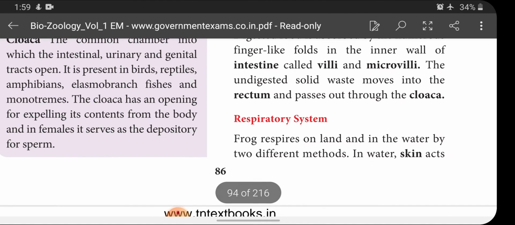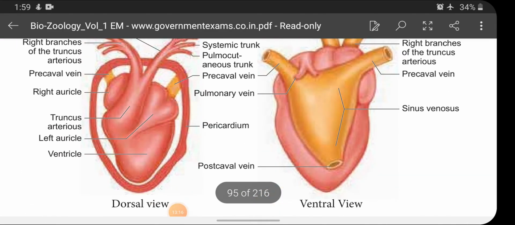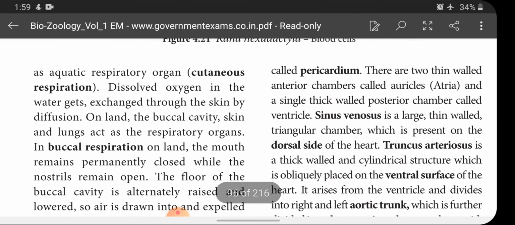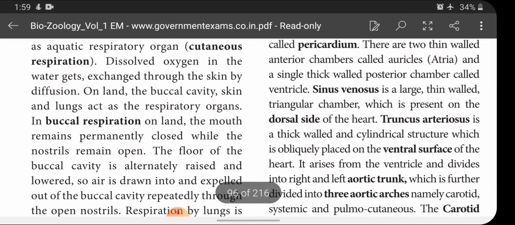Next, the respiratory system. Frogs respire on land and in water by two different methods. In water, the skin acts as an aquatic respiratory organ, that is cutaneous respiration. Dissolved oxygen in the water gets exchanged through the skin by diffusion. On land, the buccal cavity, skin and lungs act as the respiratory organs.